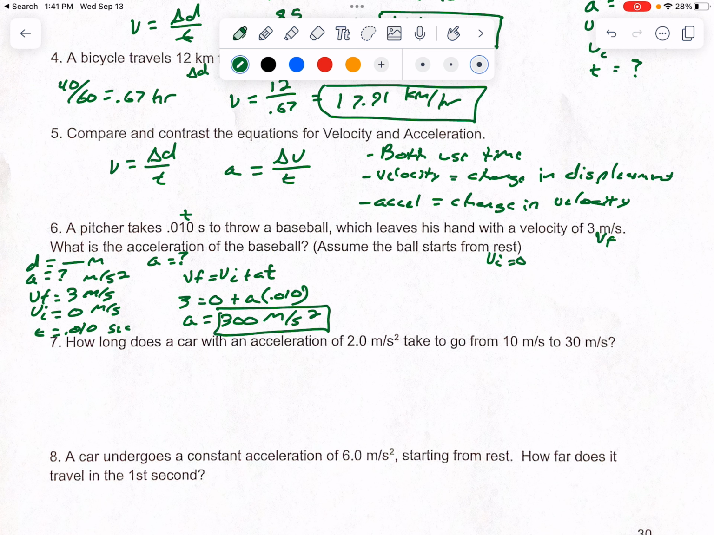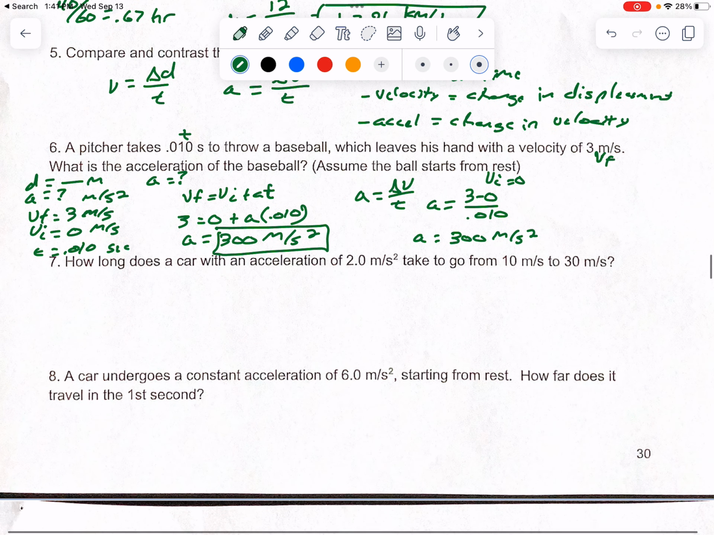Now you could have also done A equals change in V over T. Okay, so A equals your final minus initial, so 3 minus 0, over T, 0.010. So it would have been the same thing, so either way would have been right. There were just a couple ways you could have gone about that. So A would still be 300 meters per second squared. So there's different ways you can do it sometimes. Usually DAFFT is the right way to go, but sometimes there's different ways to do it.